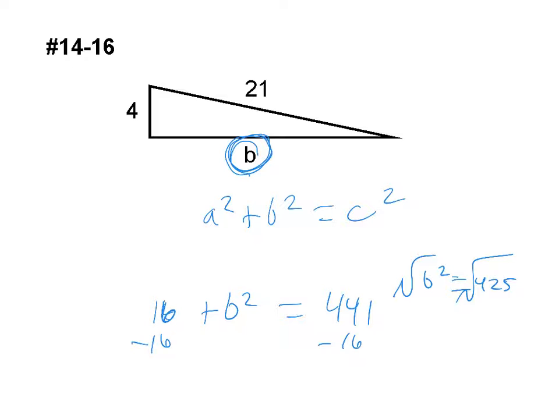So the square root of 425 is about 20.61, or 20.62 if I rounded it off. Okay, so that would be our b side. I don't know if that was exactly like any of them, was it? No, that was just one that I kind of came up with, but you can use the same strategy of using the Pythagorean theorem to solve.